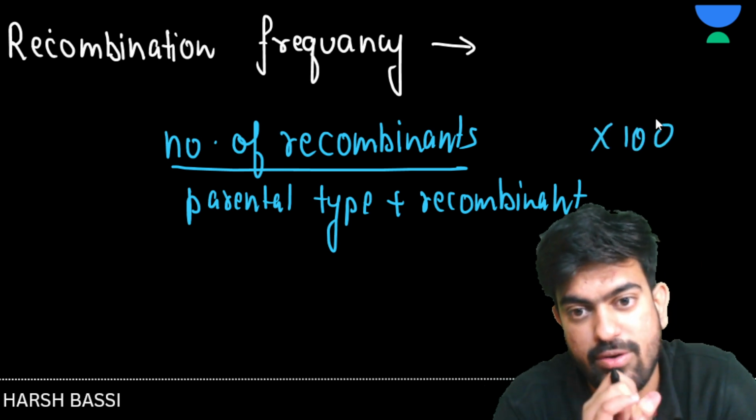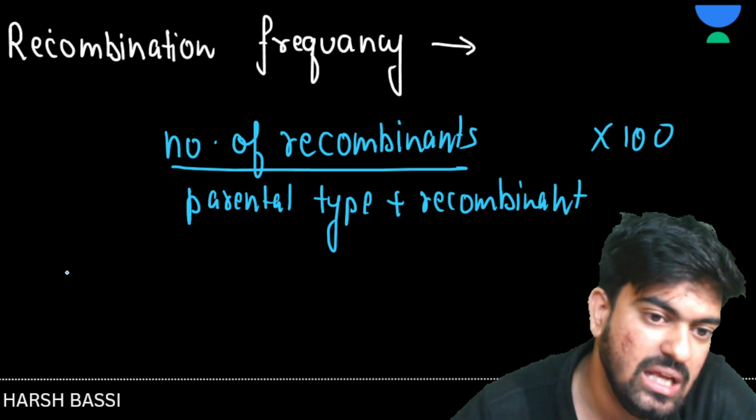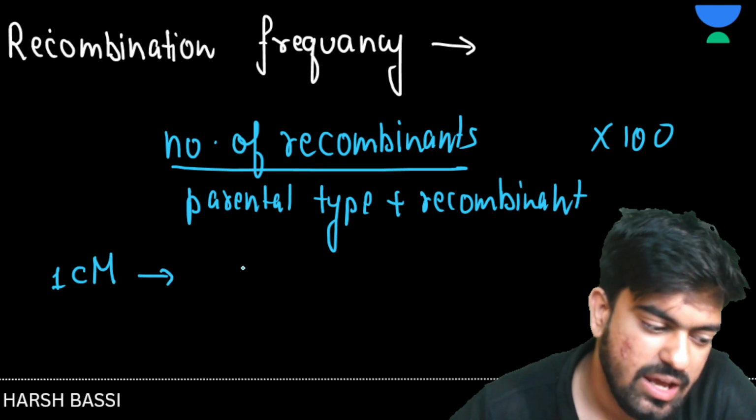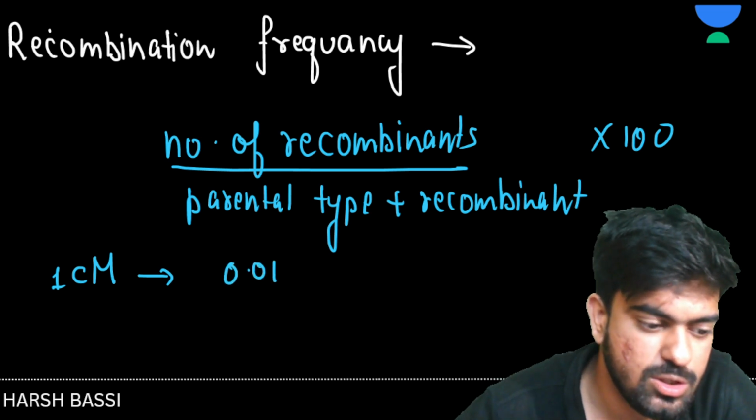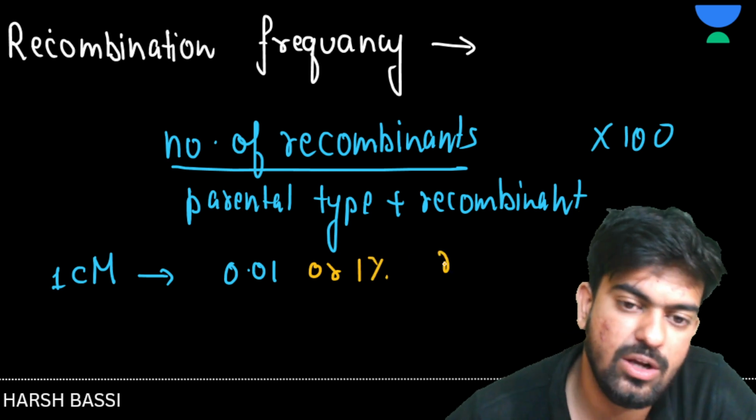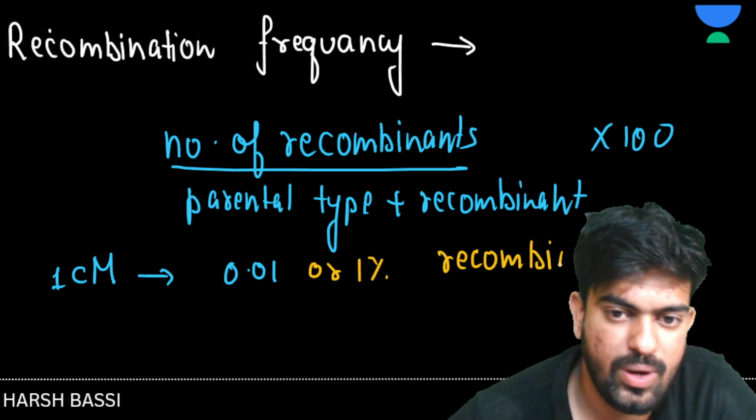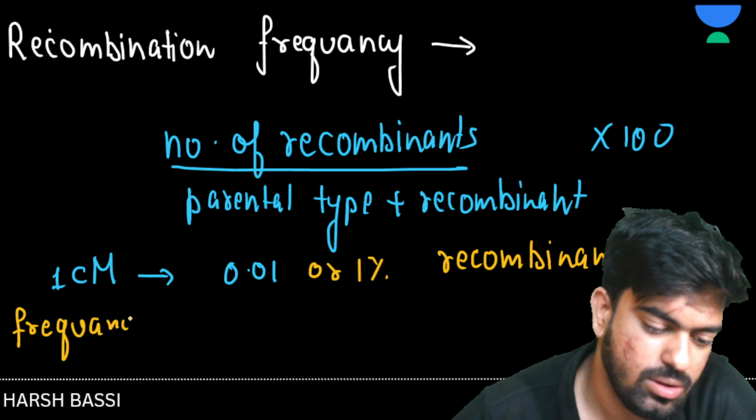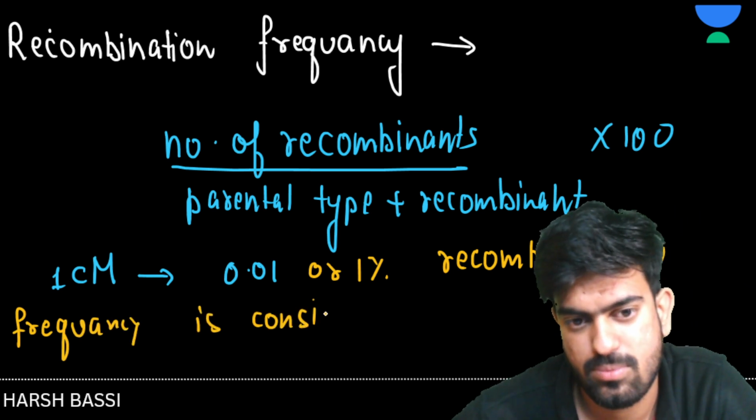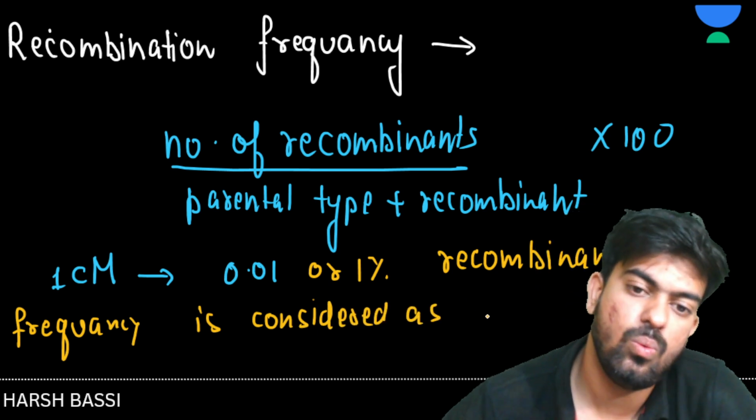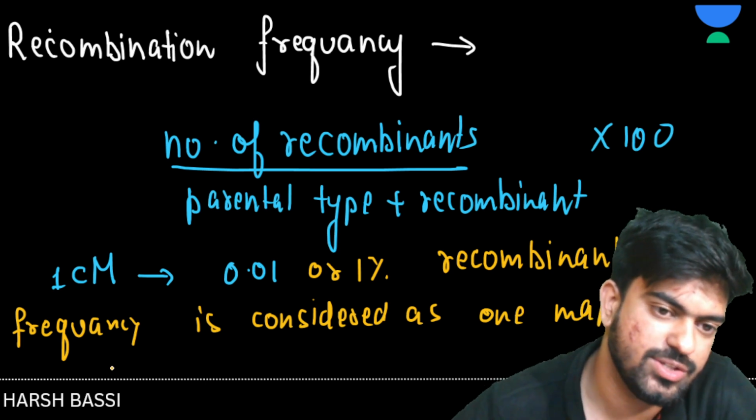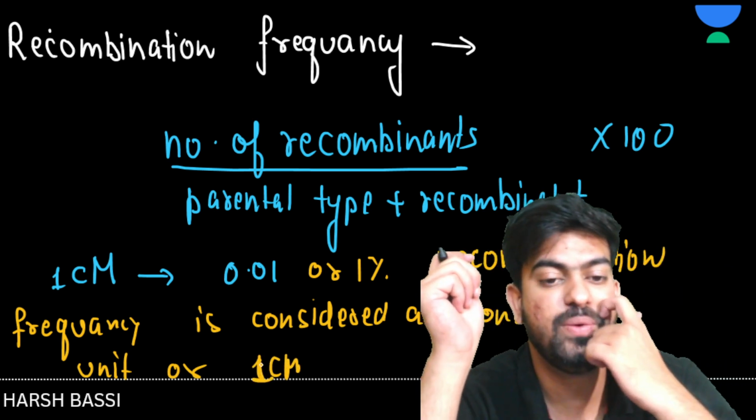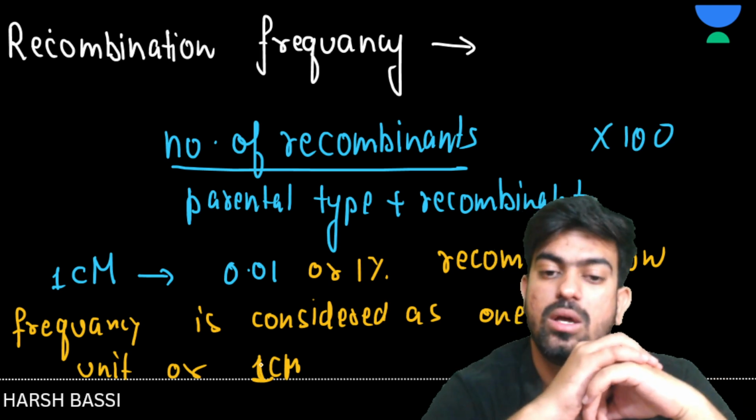Now there is one more thing. Recombination frequency is measured in the form of 1 cM, 1 centimorgan. What is this 1 centimorgan? If I talk about 0.01 or 1% recombination frequency, it is considered as 1 map unit or 1 cM. That means if there is 1% recombination frequency, we are going to call it 1 cM. Okay, clear?